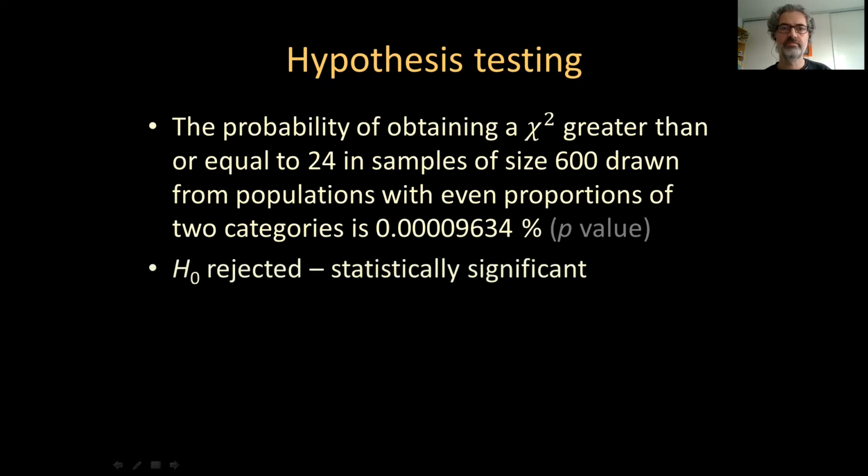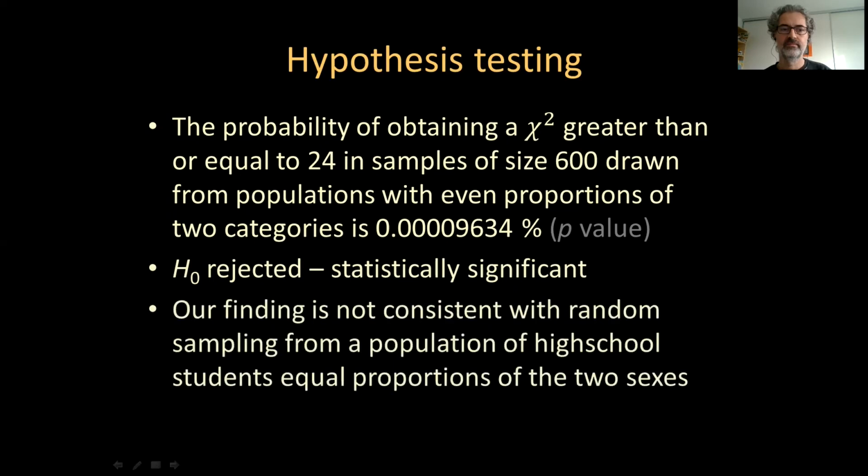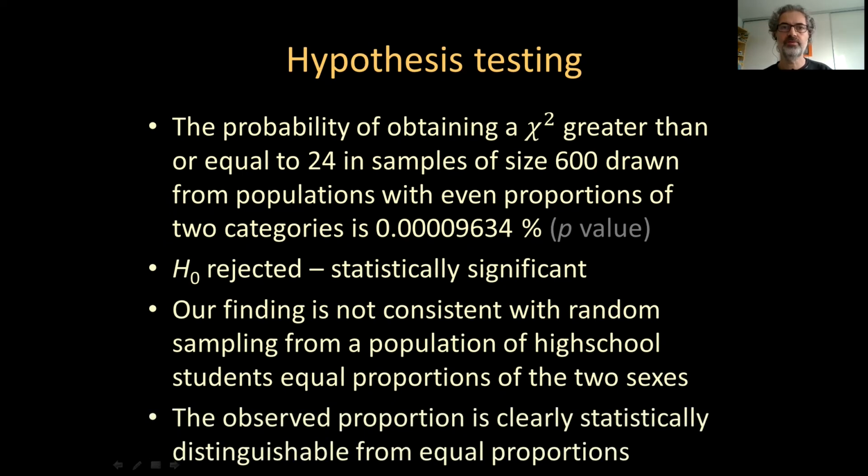In other words, we have to reject the null hypothesis of equal proportions and say that our finding, our difference in proportions that we observed, is statistically significant. In other words, our finding is not consistent with random sampling from a population of high school students with equal proportions of the two sexes in this second case, or that the observed proportion is statistically distinguishable from equal proportions. So it's not just the proportions that are important, it's also the sample size that is very important.